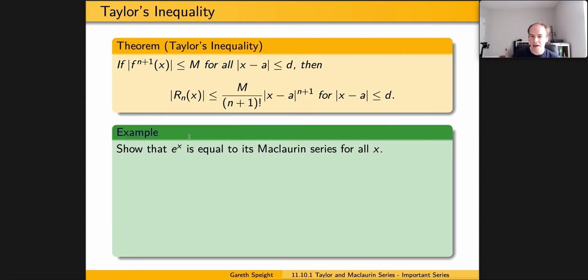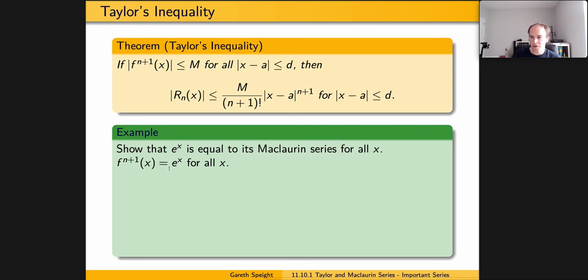So we're going to try to show that e to the x is equal to its Maclaurin series for every x. So remember, that means we have to show that the remainder is going to 0. So let's fix an interval, absolute value x minus a less than d, and try to show that the function is equal to the Maclaurin series in that interval, or in other words, to show that the remainder goes to 0. If we want to do that, we have to use Taylor's inequality in order to show the remainder goes to 0.